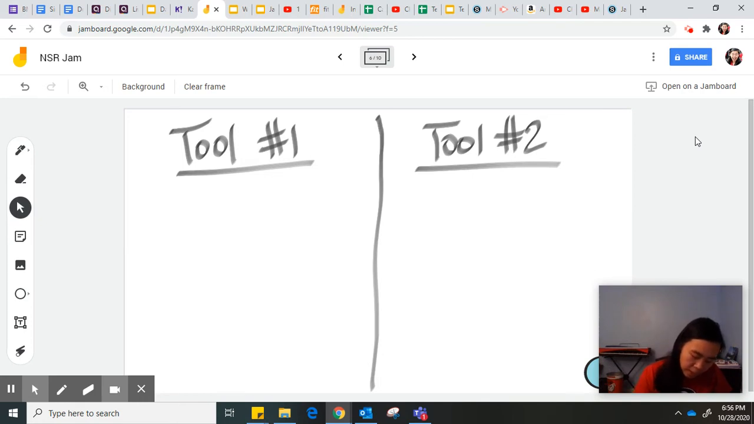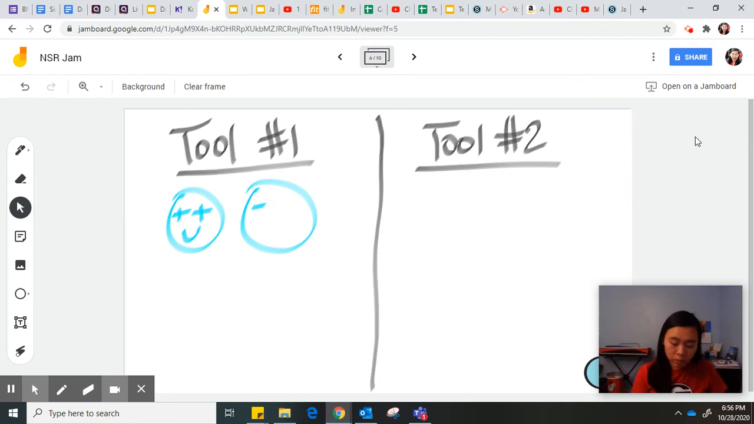The first tool is we are going to draw some faces here. Okay, and now the eyes are going to be our sign. So if you had a positive number being multiplied or divided by another positive, we're going to draw two positive eyes. And because the eyes match, it's going to be a smiley face, and it's going to be a positive answer. If you have a negative number being multiplied or divided by another negative number, the eyes match, it's going to be smiling. So these are going to give you positive answers.